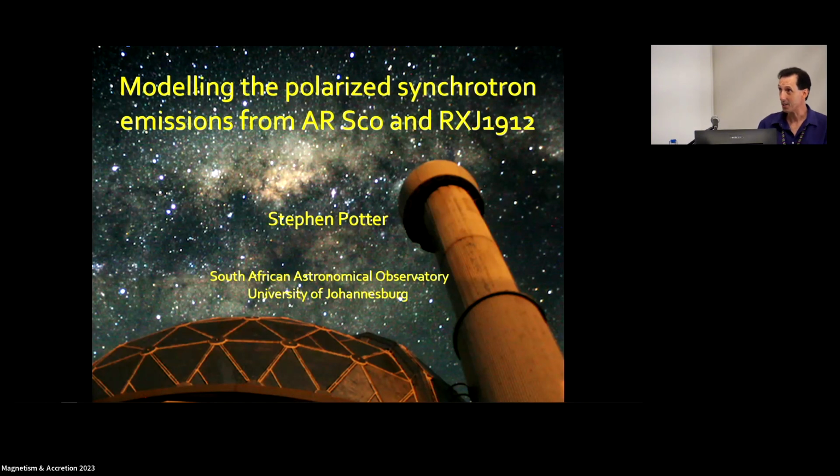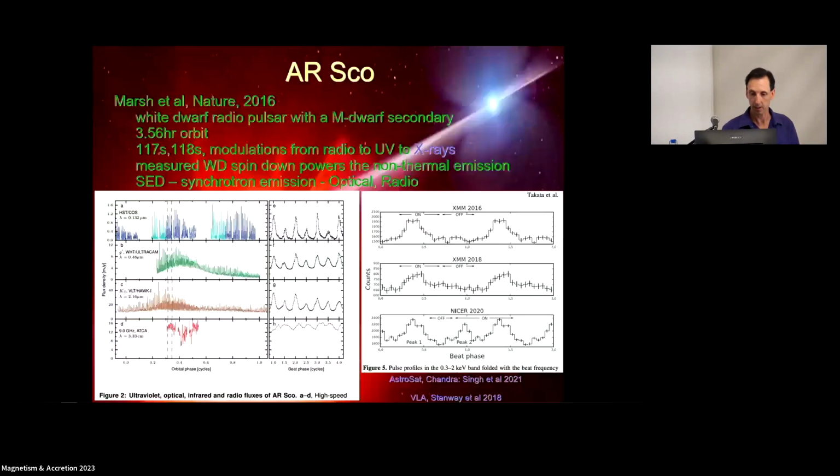So as the title says, I'm going to be talking about modeling the polarized synchrotron emission from AR Sco and RXJ1912. The reason I want to do this is because I'm going to demonstrate to you that modeling the polarized emission is going to critically constrain the geometry and the parameters for the theoretical models that describe these systems. So let me start by reminding you what AR Sco is.